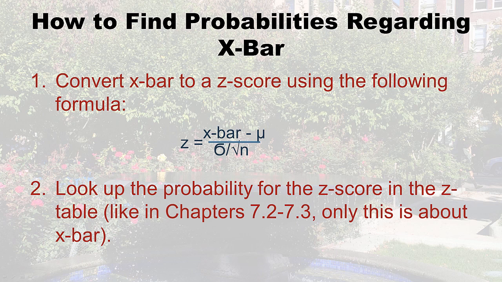You can convert the x bar to a z-score using this formula, where, of course, you have to be told the population mean and the population standard deviation, but then you'll have your x bar and you'll have your n, so you can do the whole equation. And then you'll get a z. And guess what? What do you do with a z? You look it up. So you look up the probability for the z-score in the z table, like in chapters 7.2 and 7.3. Only this is just about x bar, basically.